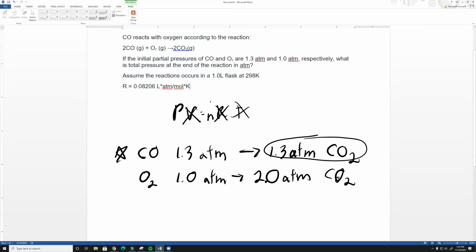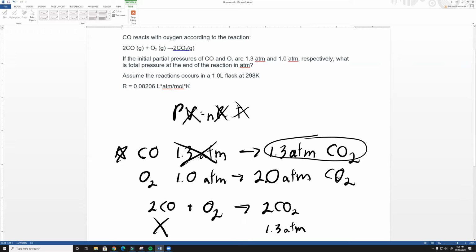So now knowing that, we are being asked for the total pressure at the end of the reaction. For this, we need to add up the pressures of all the reactants and all of the products after the reaction occurs. We know the extent to which the reaction will occur: 1.3 ATM of CO2 will be produced. So let's write this down in our equation. We have 2CO plus O2 yields 2CO2. We have 1.3 ATM of CO2, and we have none of CO, because CO is the limiting reactant and it will react to completion.